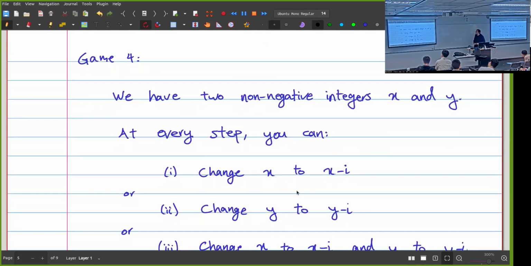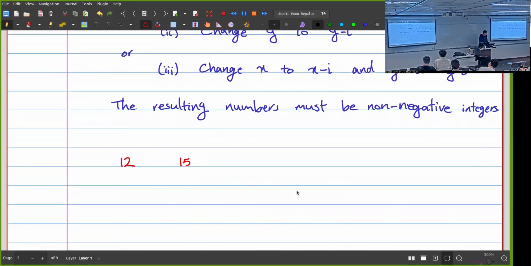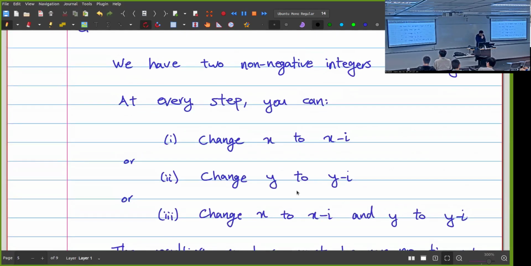We have another game. So let's say we have two non-negative integers, x and y. I have written two integers here, 12 and 15. Now, at every step, you can do one of three operations. You can reduce x, or you can reduce y. You have to reduce them by some positive integer amount, and the result should also be a non-negative integer. So don't try to get real numbers or anything here. You can either reduce x or reduce y, or you can reduce both of them, but you have to reduce both of them by the same amount.